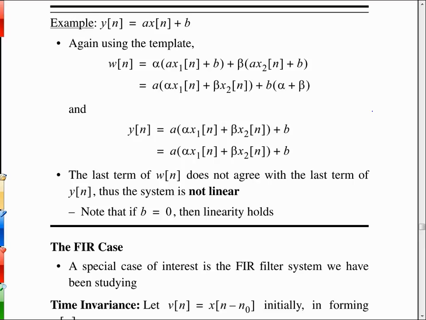Okay, another example is y equals ax plus b. This is kind of a classic example where linearity fails, and if we wanted to draw a block diagram of that using our amplifier model, we could say it's composed of an amplifier with gain A, and then we have a constant B summed in that's part of the system.